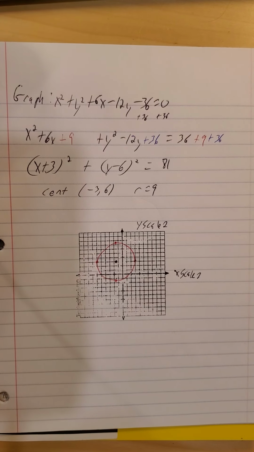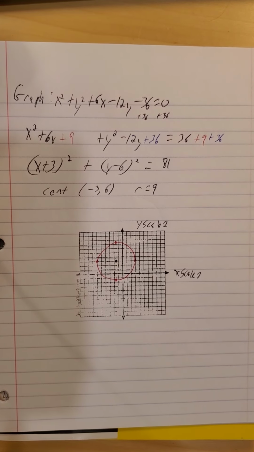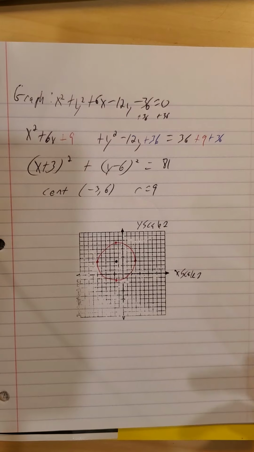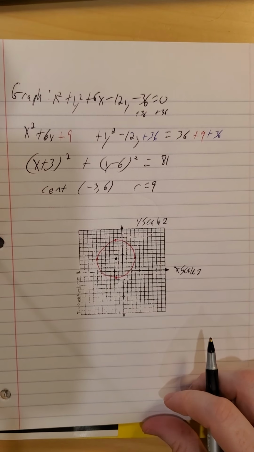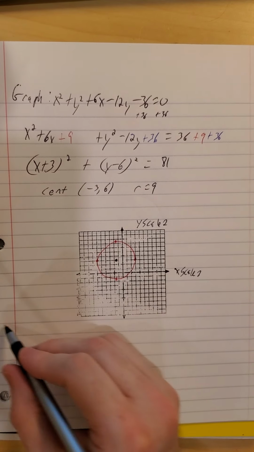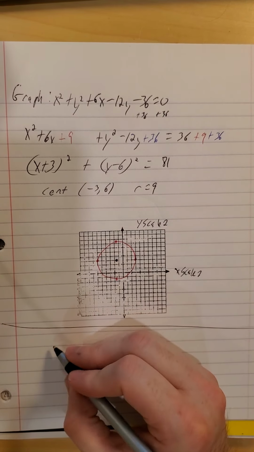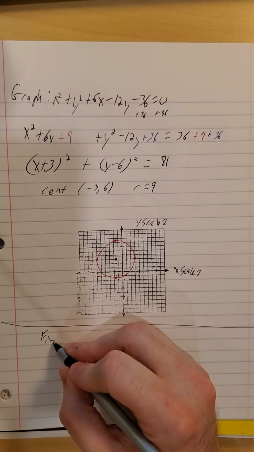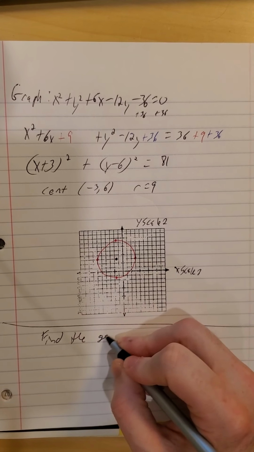And with the problems, just make sure that you're reading through them. Make sure you know what you're being asked to find. Are you being asked for intercepts or just the graph? What is it we're looking for? So then the last thing we do in this section is write our own equations. So we're going to find the general equation.